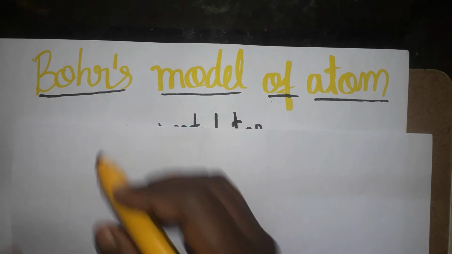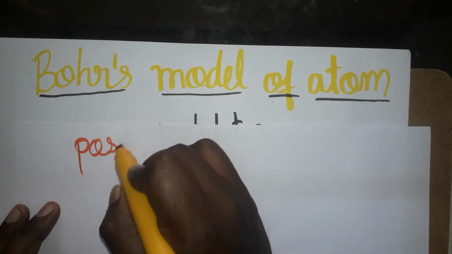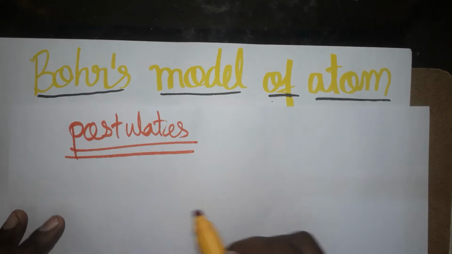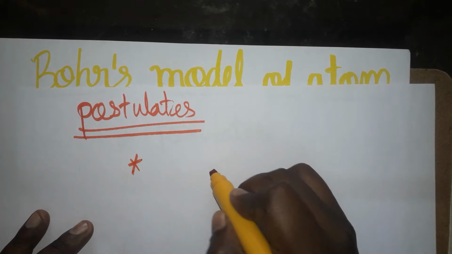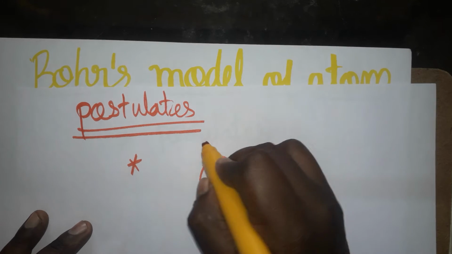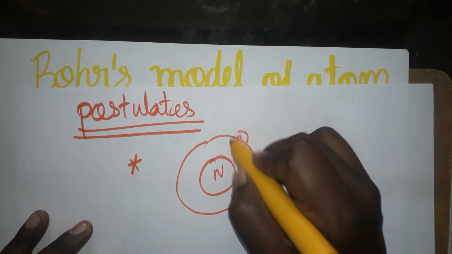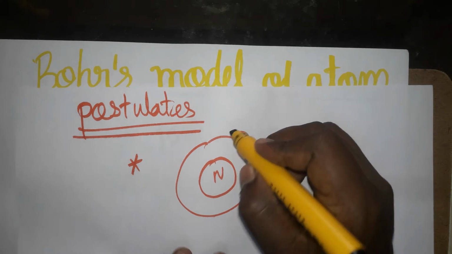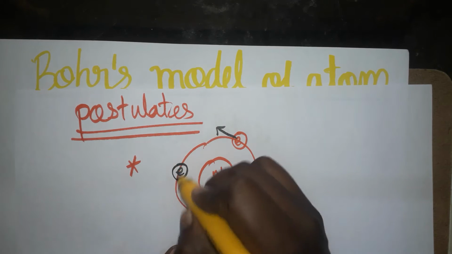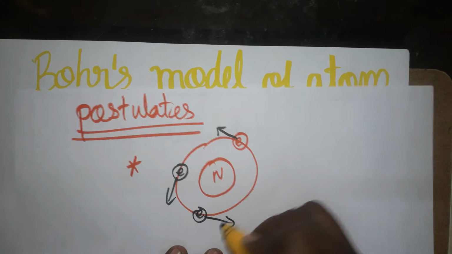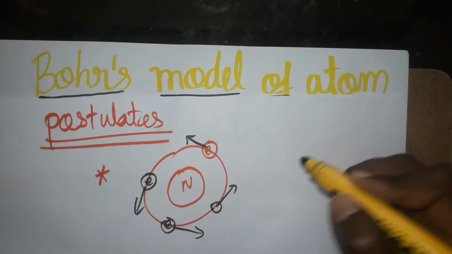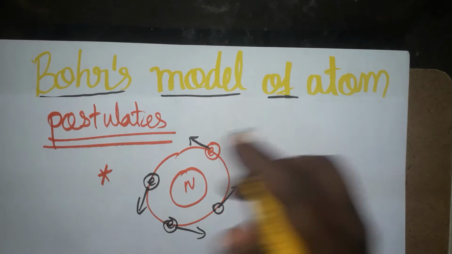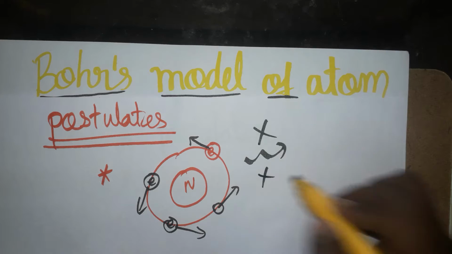The first thing, postulates. Bohr's postulates are a very important question for the CBSE exam. There are three postulates. The first postulate: there is a nucleus, and when the electron is revolving around the nucleus, it is accelerating. When an object is moving in a circular path, it is accelerated. In the electromagnetic spectrum, we already learned that an accelerated particle will produce electromagnetic radiation. Except in this case, when the electron is moving in its own orbit, it does not emit radiation.